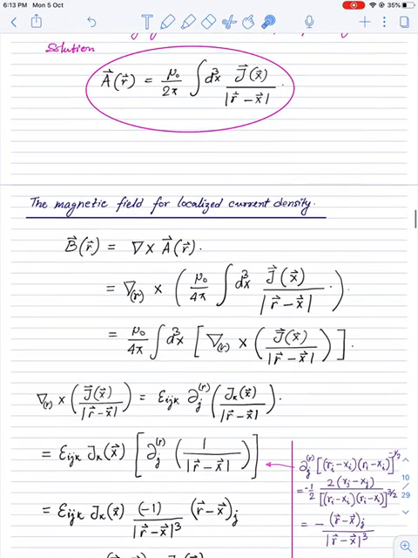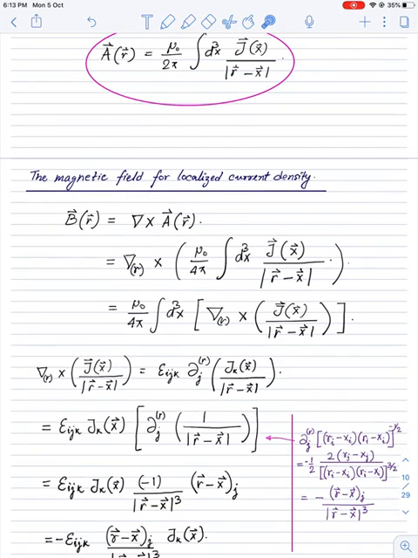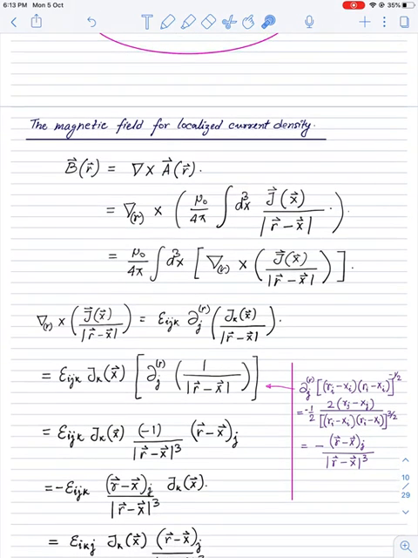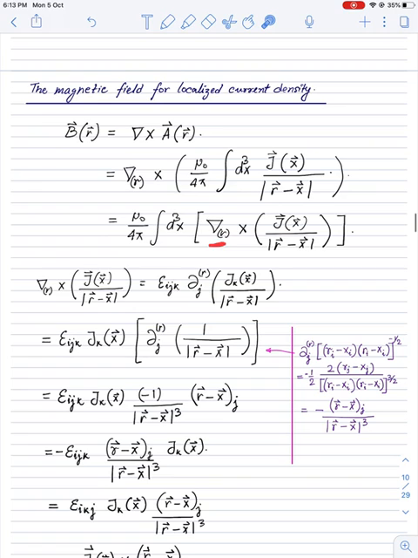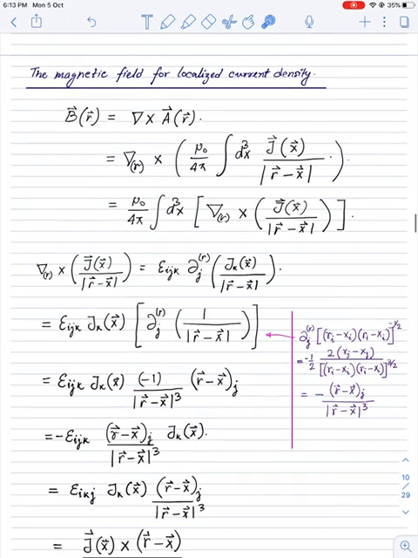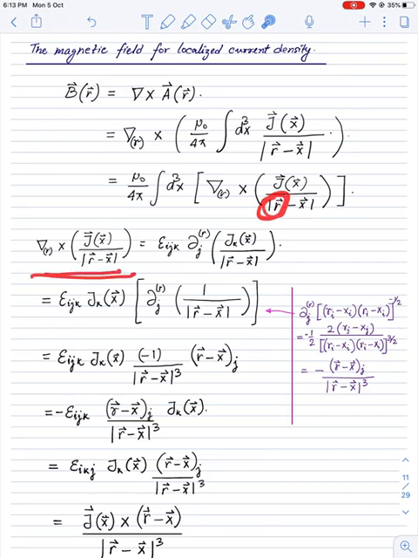So let's see how that goes. Let's take the magnetic field, and let's try to take the curl of this A. Because the argument of A is r, we have to take the curl with respect to the r coordinate, and we can take the curl inside. If we take the curl inside, then we have to take the curl of this quantity, because the integration is over x. Again, we can take the curl inside. Then the curl now acts on this quantity, but you see the only r dependence is in the denominator.